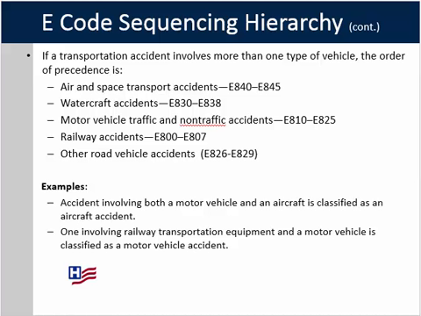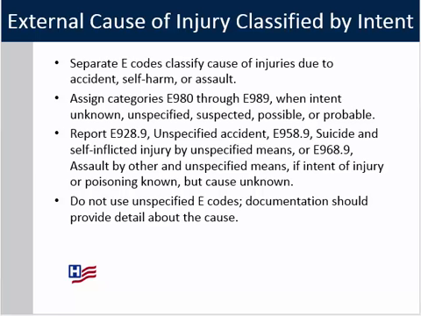A transport accident, E800 to E848, involves a vehicle used for conveying goods or people. Notes and definitions are provided in your code book at the beginning of the section. Separate external cause codes are provided to classify the external cause of injuries resulting from accident, self-harm, or assault. If the intent is unknown, unspecified, suspected, possible, or probable, a code from categories E980 through E989 should be assigned.